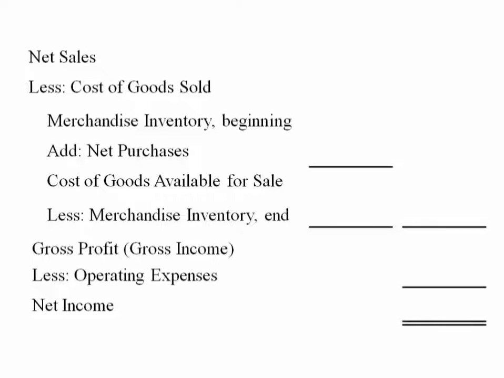Assuming that it's the first accounting period of the business, then there is no merchandise inventory beginning. Let's say the net purchases for the period totaled 545,000. In that case, the cost of goods available for sale must be 545,000 also. Let's say the company did not recognize any merchandise inventory at the end of the period. The cost of goods sold then would be 545,000 also.